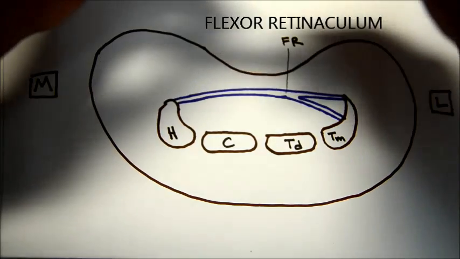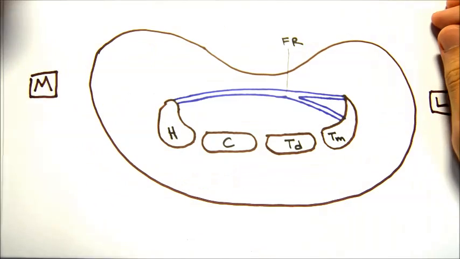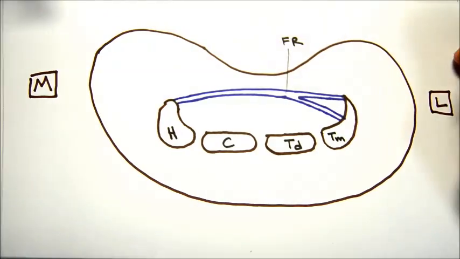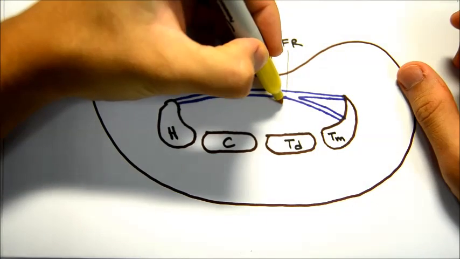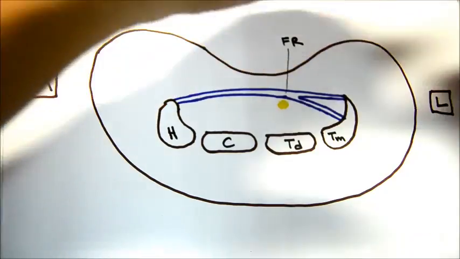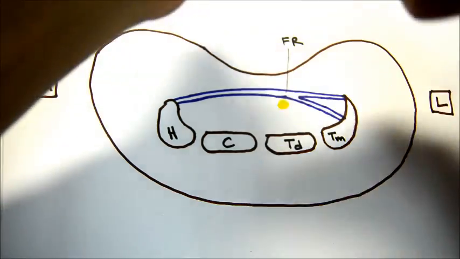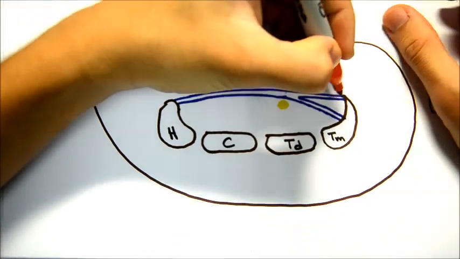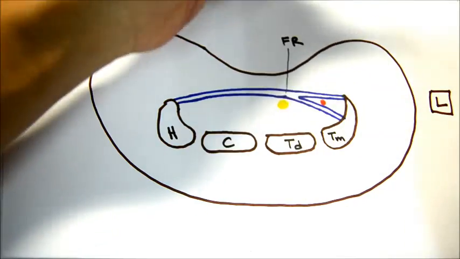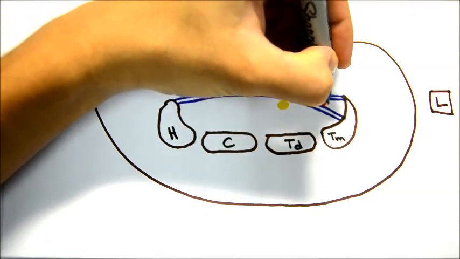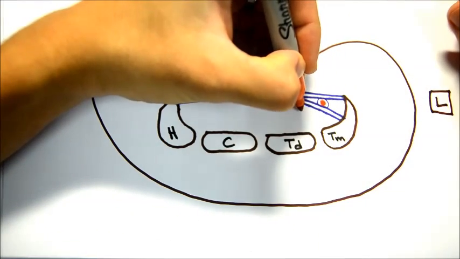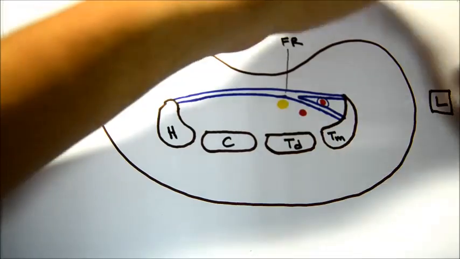Now that we've done the structures forming the carpal tunnel, we'll move on to the structures inside the carpal tunnel itself. The first structure is this one, represented by the yellow color, the median nerve. Next one is a muscle, this one, the flexor carpi radialis, along with its synovial sheath. Next one is flexor pollicis longus, again with the synovial sheath.